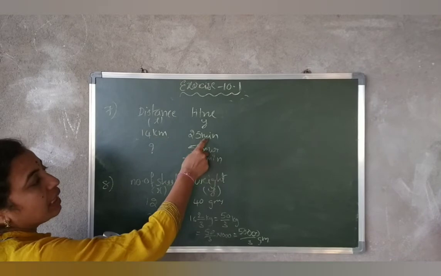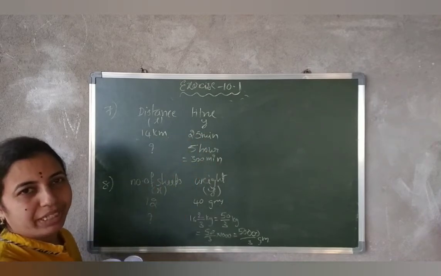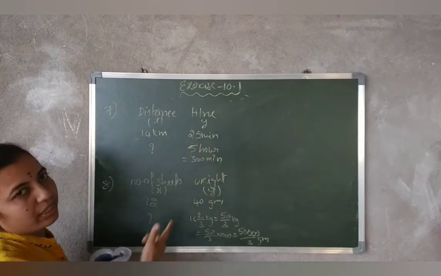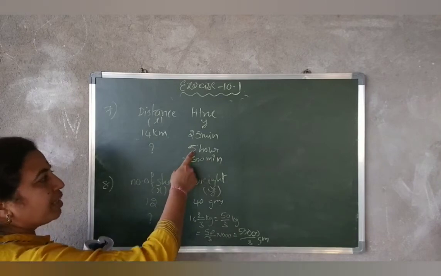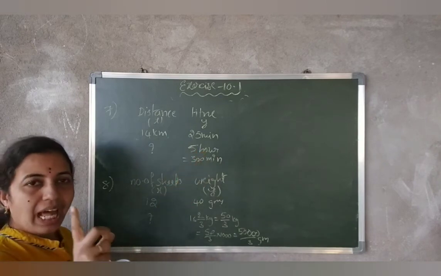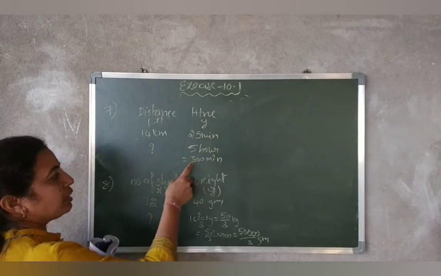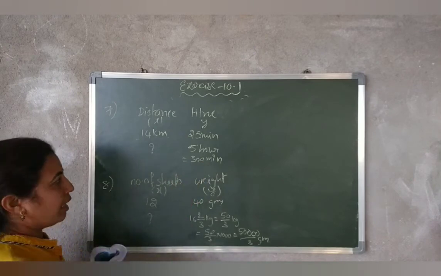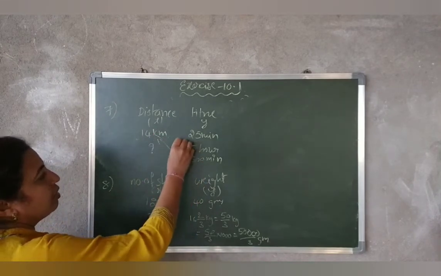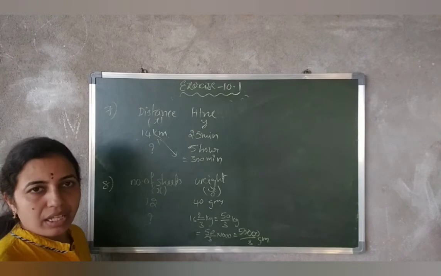Here hours and minutes are given, so convert that into minutes, or you can convert 25 minutes to hours, whatever it is. So I am converting these 5 hours to minutes. 1 hour is 60 minutes, so 5 hours means 300 minutes. Same cross multiplication and division. You will get the answer.